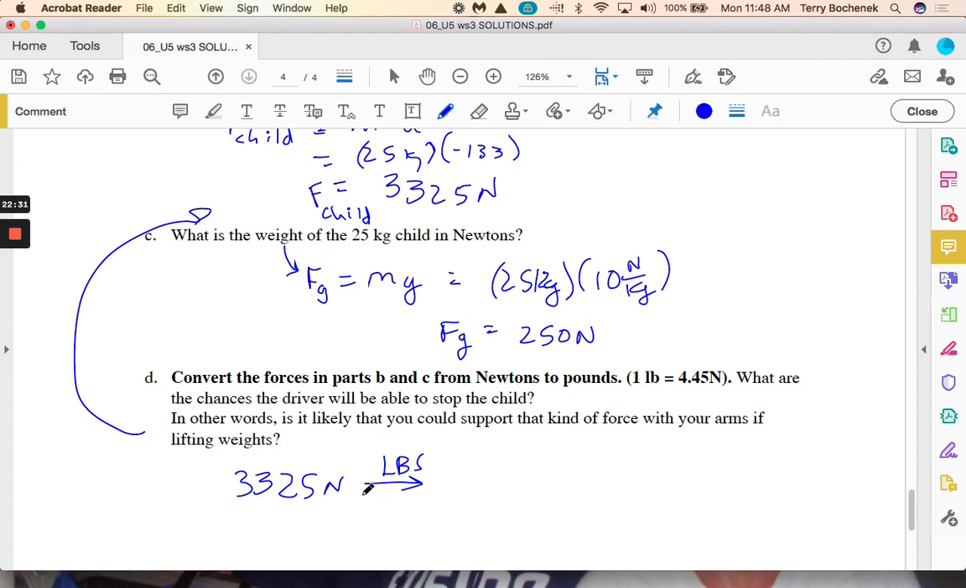So to do that, we would divide by 4.45 newtons as a conversion factor from pounds to newtons or back and forth. So 3325 divided by 4.45 is 747 pounds. So to stop that kid from moving forward, your muscles would have to exert 750 pounds worth of force, basically 747, but close enough. You know, of course, that is pretty unrealistic. So that's not going to happen.